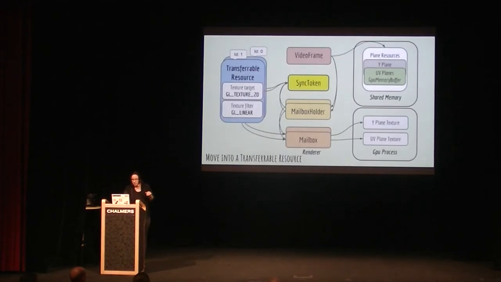Okay, so now we have this video frame, which has these mailboxes and sync token and so on. But again, this is levels of interaction, right? So this thing is moved into something they call a transferable resource. And it takes hold of the sync token and mailboxes and everything. And from now on, we don't care about the video frame anymore.